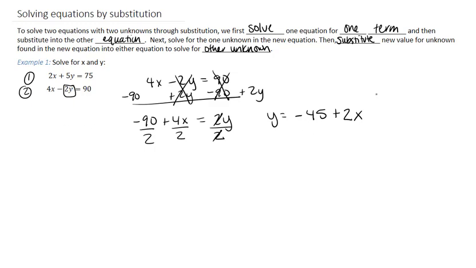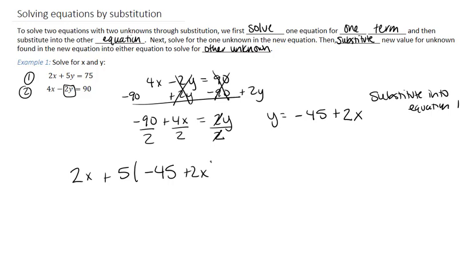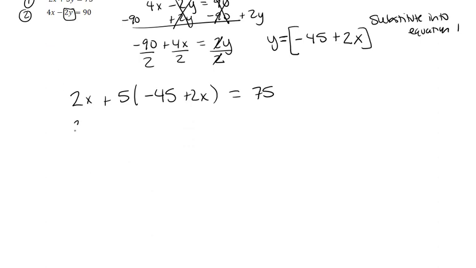So we're going to substitute into equation 1. So when we have 2x plus now 5y, we're going to substitute this minus 45 plus 2x, because that's what y is equal to. We can see that. And then, which is then equal to 75. Now we need to go ahead and solve for x. So we have 2x, now 5 times negative 45.